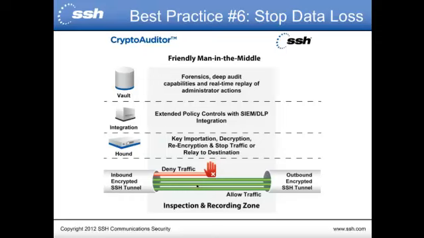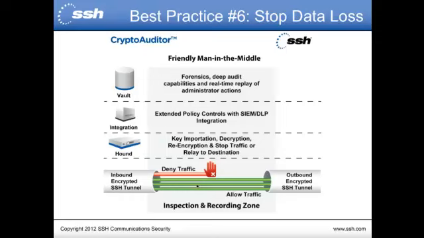And if you follow from the lower left-hand side across, you can see the inbound encrypted traffic running through the SSH tunnel. In this case, it hits an inspection recording zone once it comes to the Hound. That's, as I said, where the key importation, decryption, re-encryption, and the ability to stop traffic or relay it onto the destination occurs. Again, this is going to be completely invisible to any of your administrators using the secure shell.